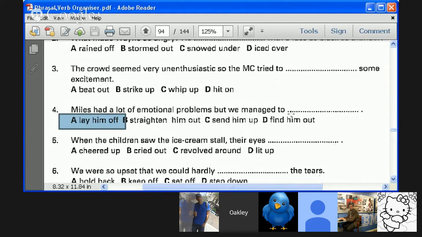Find him out? No. Find him out. You're going to find out things about him. So I removed it. Yeah, process of elimination. That's all. Okay. You find him out. You discover some secret about him. Oh, we found him out. He's having a secret affair. But straighten him out, there we go. Too normal. I don't like that.